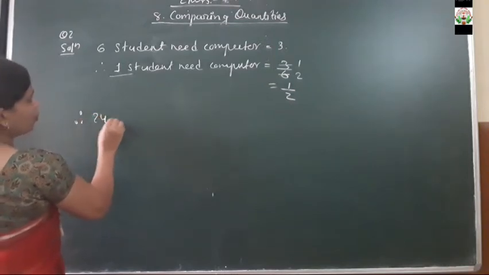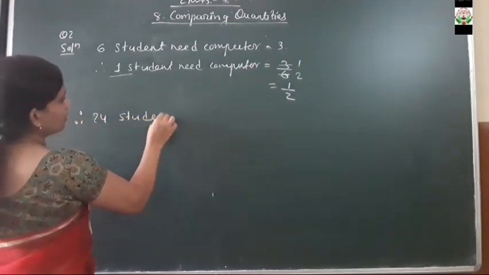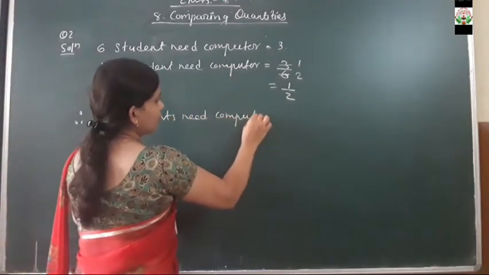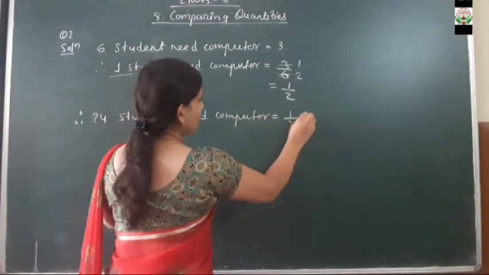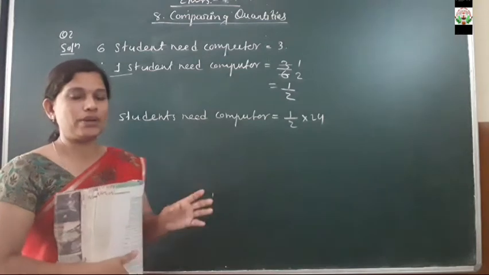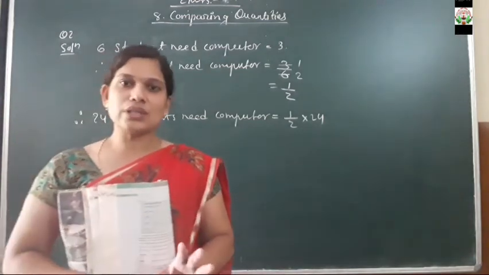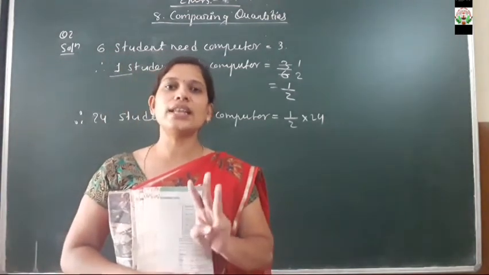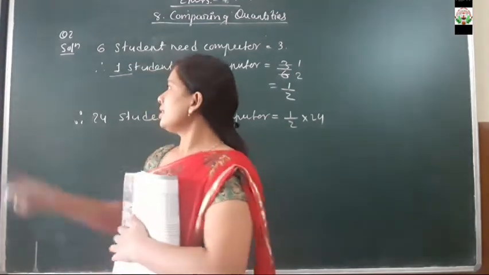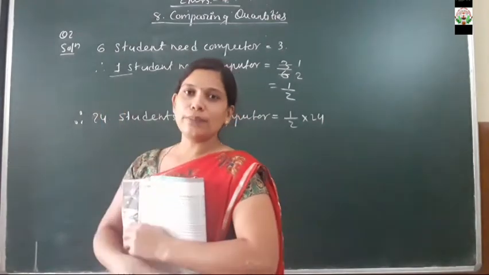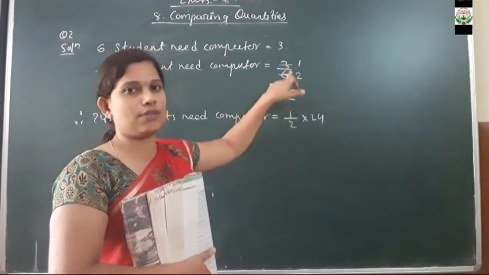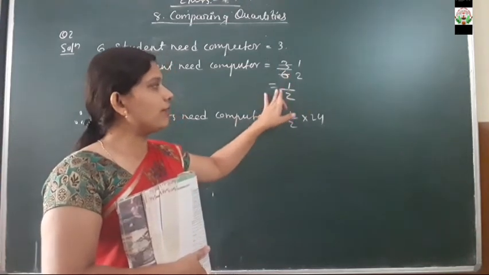Now, therefore 24 students need computers is equal to 1 upon 2 into 24. Why did we multiply 1 upon 2 with 24? Look, how many students are there? 6 students are there, and those 6 students needed 3 computers. That means 1 computer for 2 students, isn't it? Hence we can easily find 1 student needs how many computers? 1/2 computer is needed, because 3 will be divided by 6. So it will be 1/2. So 1 student needs 1/2 computer.